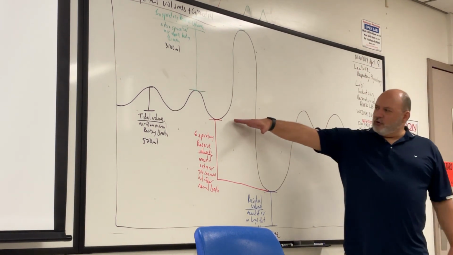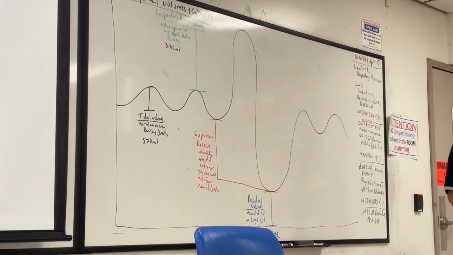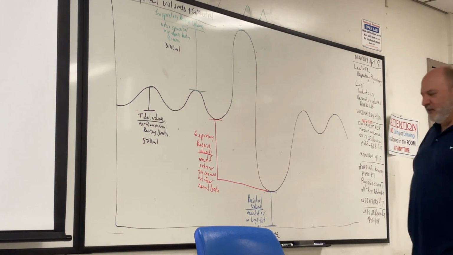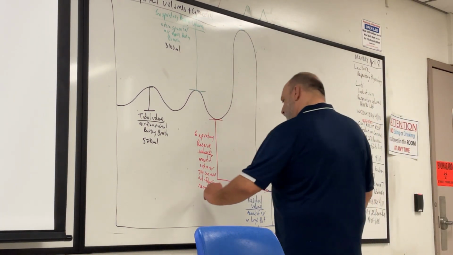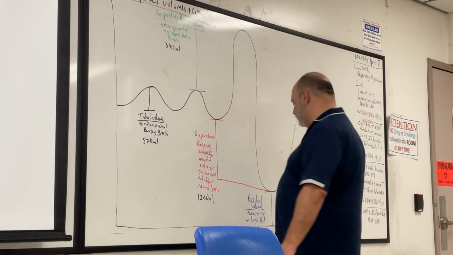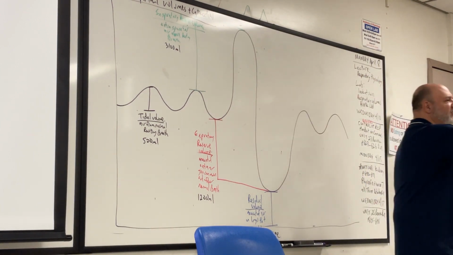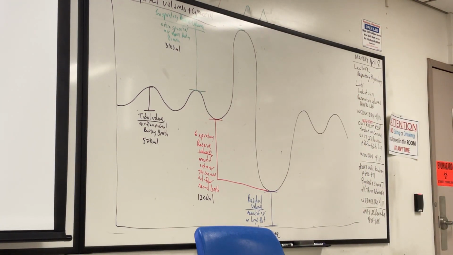After we've taken a normal breath, there is extra air we can move out, and that is our expiratory reserve volume, and it's about 1,200 milliliters. And even when we force that air out, there's still a little bit of air left inside, and our residual volume is also about 1,200 milliliters.